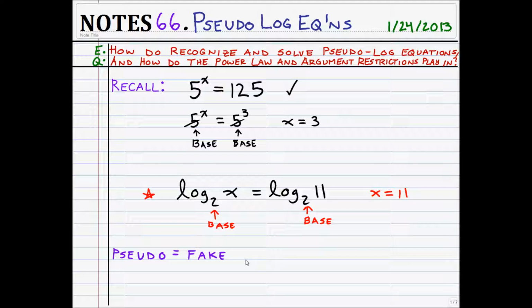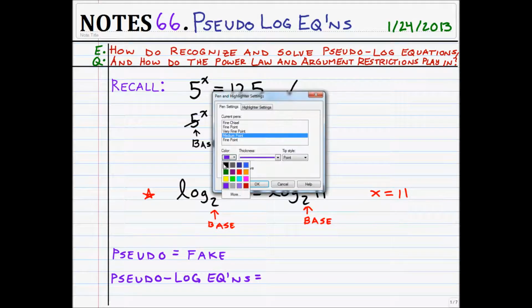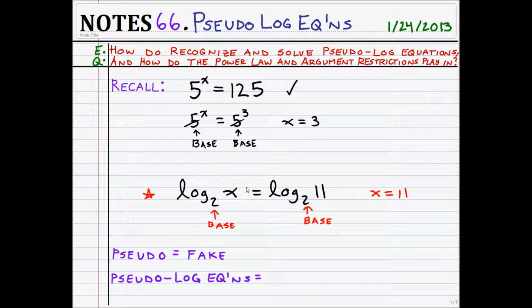But basically the idea is it's something that's fake. In other words, if something's a pseudo-something, it's not really what it may appear to be. Therefore, when we talk about pseudo-log equations, we're basically saying that they are fake log equations. So it's a little weird to get used to. But as far as recognizing them, they usually stand out pretty well from the rest of the pack of equations that we have out there.